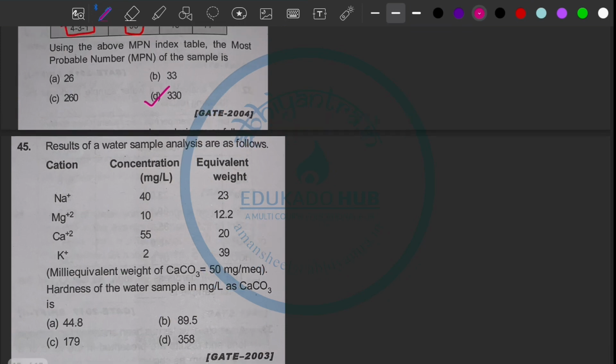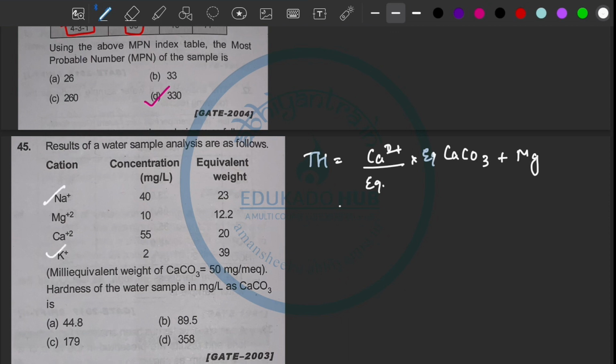Question number 45. The results of water sample analysis are as follows. Cations and concentration and equivalent weight is given. Now we need to calculate the hardness. Hardness is nothing but, we know right now. Total hardness is calcium ions concentration divided by equivalent weight into equivalent weight of CaCO3 plus same for magnesium ion. Other two cations are single valent, so these are not creating hardness.